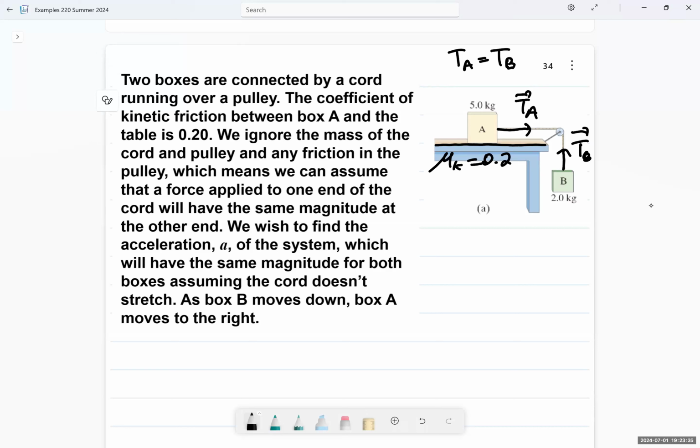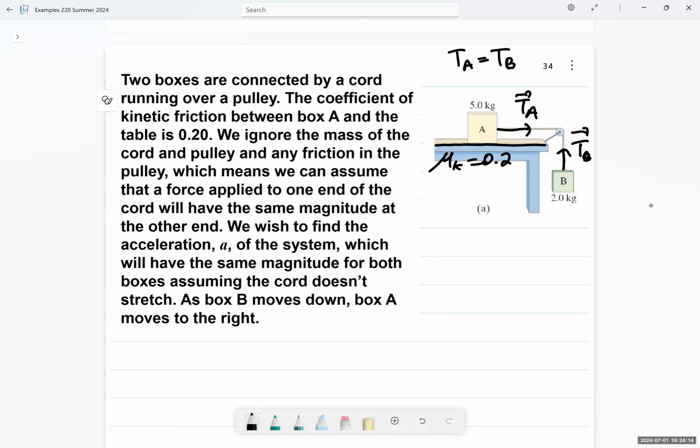All right, so we wish to find the acceleration a of the system, which will be the same for both boxes, assuming the cord doesn't stretch. Because if you have two things that are connected to one another and they are accelerating, they will always have exactly the same acceleration. Even if I had, let's say, another box right here, box C, that was connected and moving on the same surface, it would also have exactly the same acceleration.